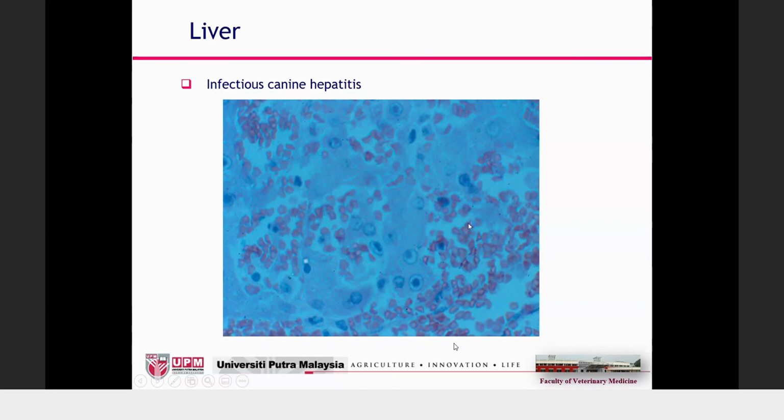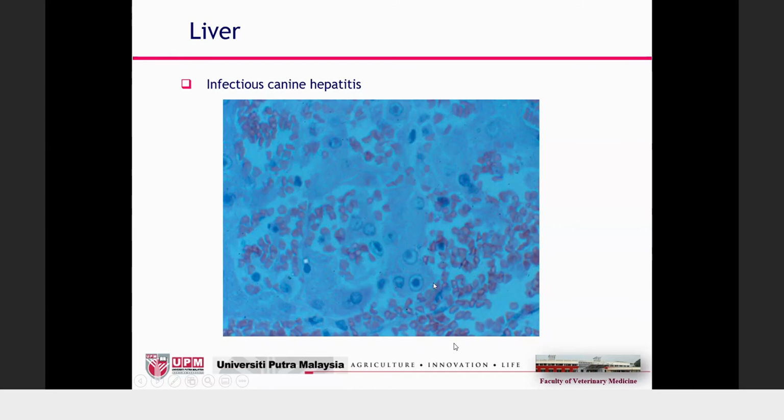But more interesting here, when you look at the nucleus, you can see those of basophilic appearance. Yeah? And then the nucleolus is being pushed to the side. So this is actually what we call intranuclear inclusion body. Intranuclear inclusion body, and the color is basophilic.